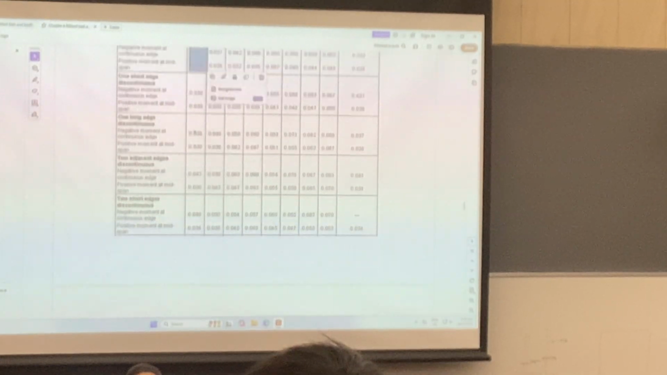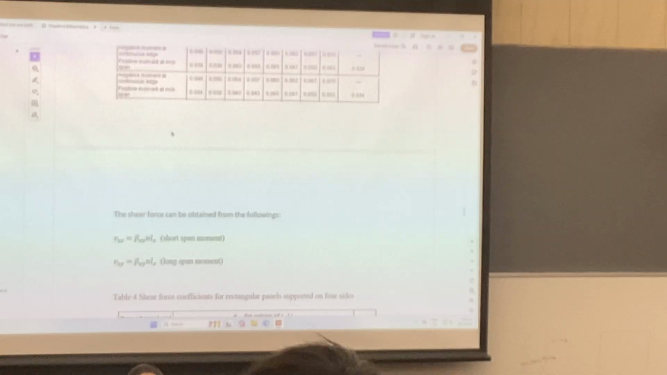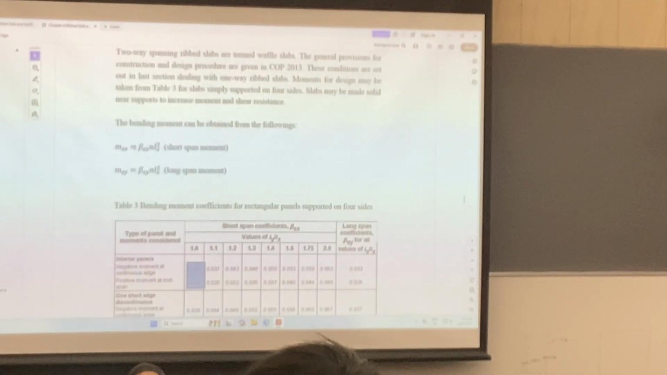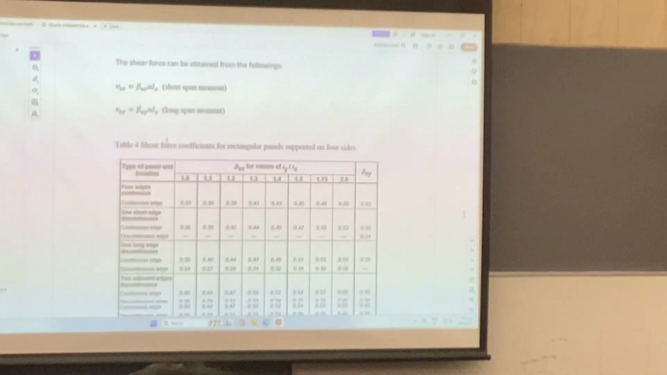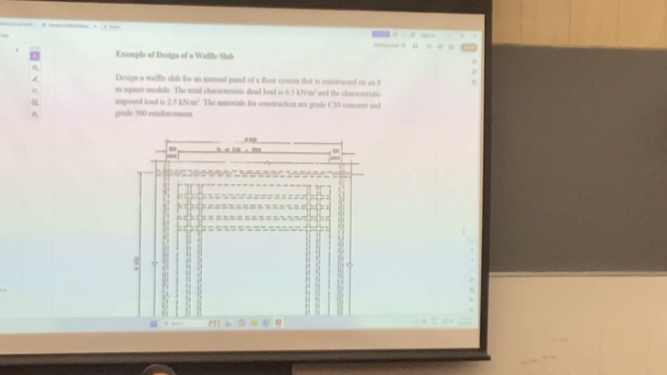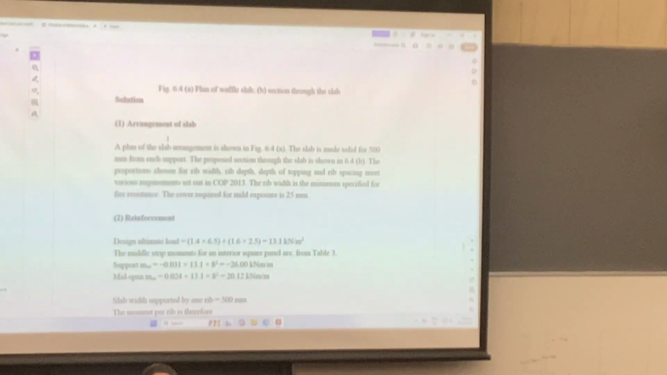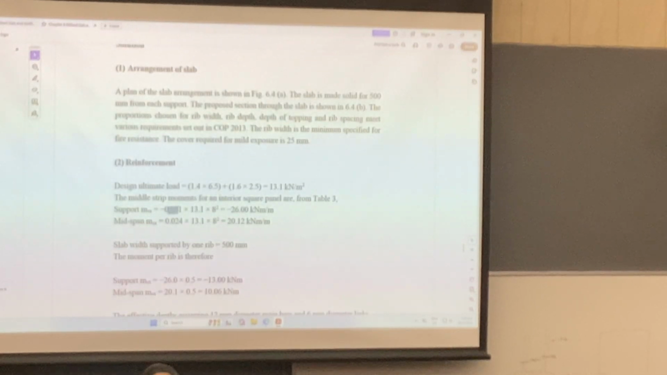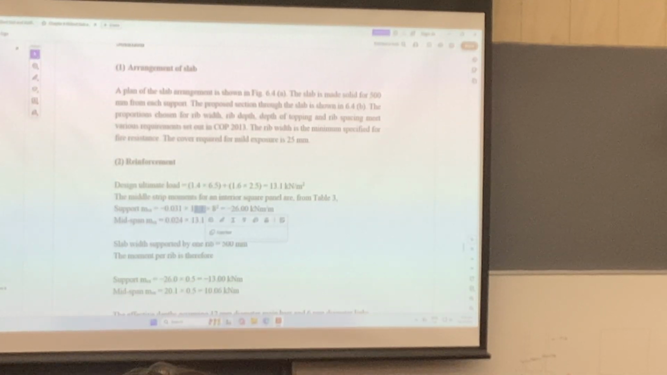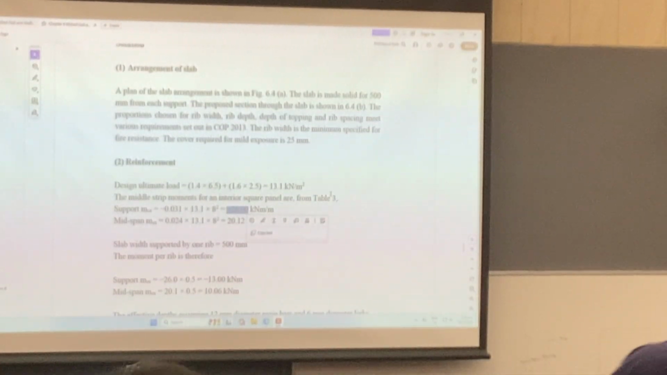For the equation, we have already shown you, use this equation: beta Sxn times Lx squared. So for here, if you substitute the values, then of course you will have 0.031 times 13.1, this is the value of n. n is 1.4 dead load plus 1.6 live load, and then times the span squared. So the bending moment is negative 26 kN per meter.